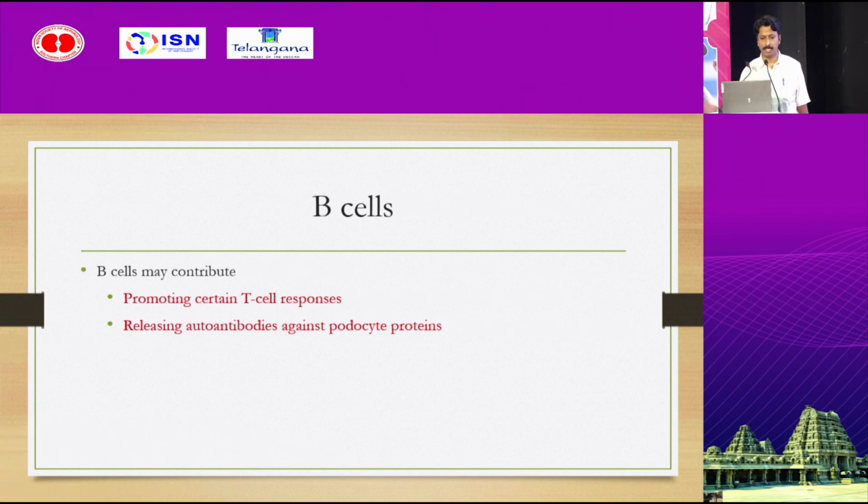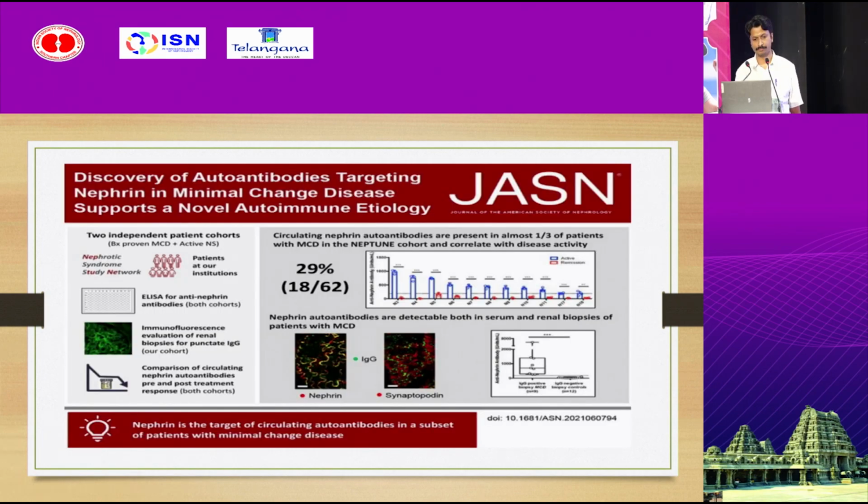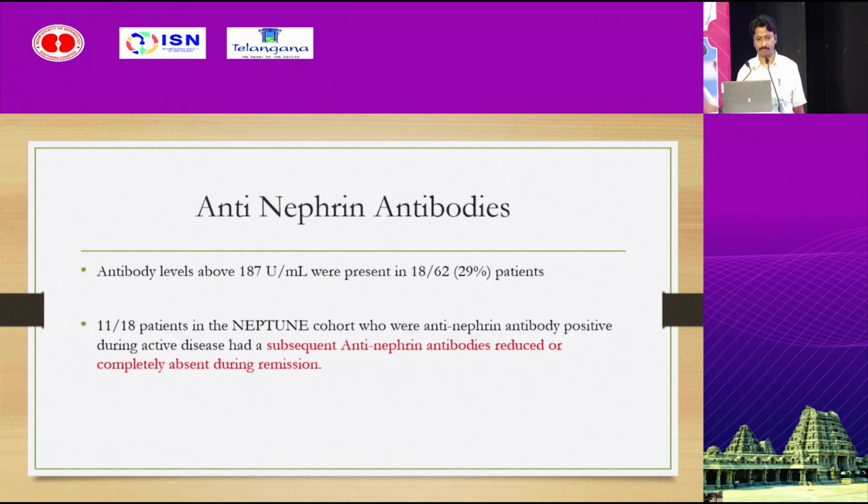The second point is much highlighted in the recent paper published in JASN by Watts et al., who demonstrated in a group of patients that there are circulating anti-nephrin antibodies in almost 29% of patients with biopsy-proven MCD. The authors had an indirect ELISA assay against nephrin, and the threshold for positivity was chosen to be 187 units per ml, and it included patients from their own cohort as well as the Neptune cohort. As seen in this visual abstract, almost 29% of patients with biopsy-proven MCD had documented anti-nephrin antibodies.